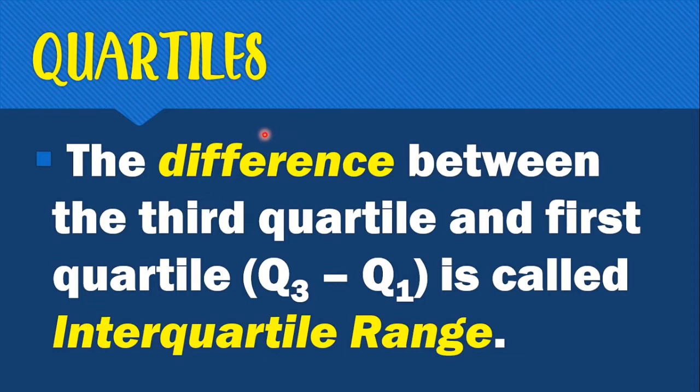In quartiles, we have the difference between the third quartile and the first quartile, that is Q sub 3 minus Q sub 1, and this is called the interquartile range.